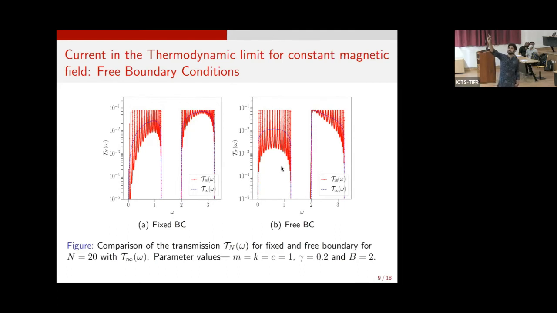And in the thermodynamic limit, these oscillations sort of average out to this blue curve, which is exactly the n tending to infinity limit. So this blue curve is the transmission in the thermodynamic limit. And while obtaining this transmission in the thermodynamic limit, that's exactly the argument one uses, that these oscillations will sort of average out to some mean value. Okay, so this is just a comparison.